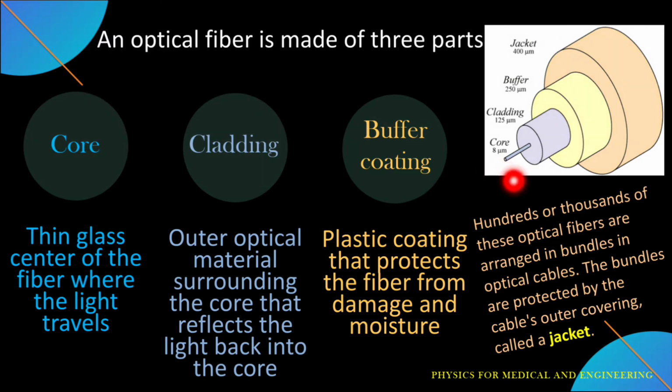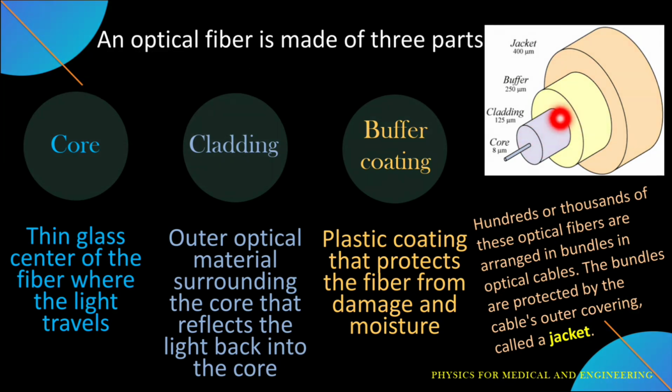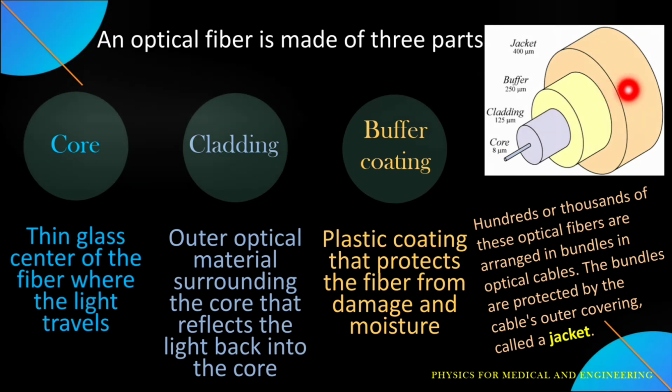So, in this figure, this is the core which is made up of a dielectric material. This one is the cladding which is wrapped over the core. And this one is the buffer which gives protection to the cladding. And this one is the jacket which is for extra protection. So these are the parts of optical fiber.